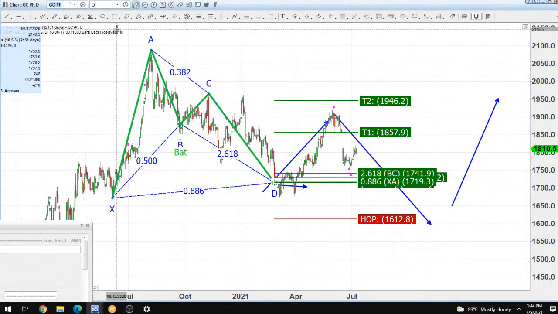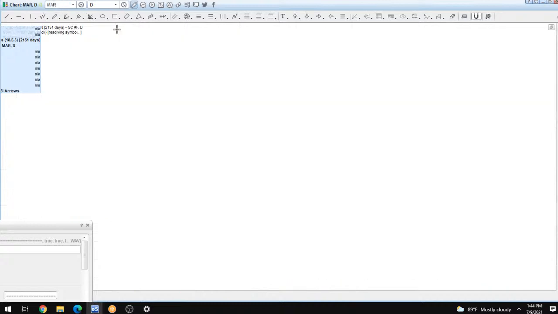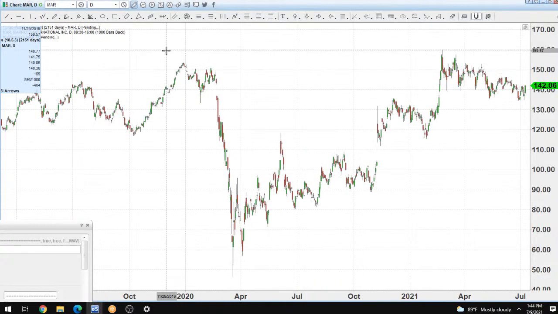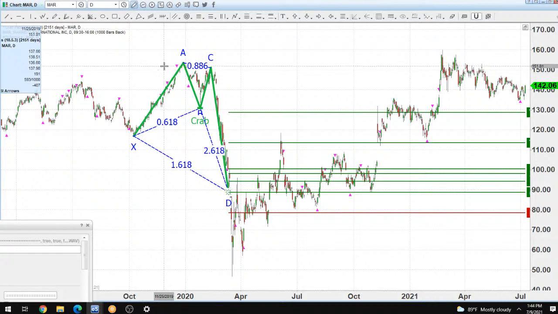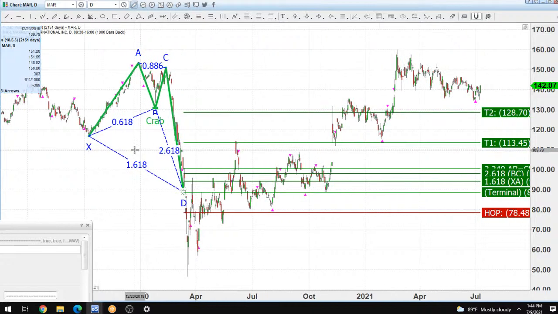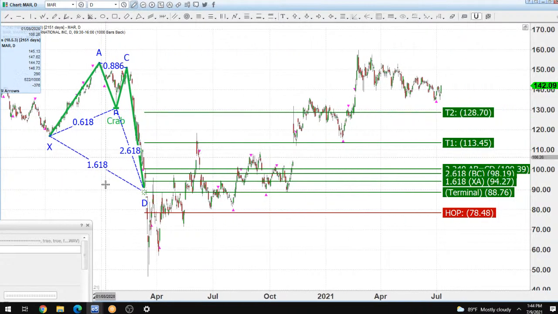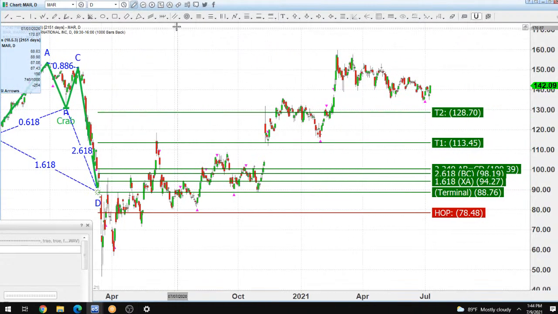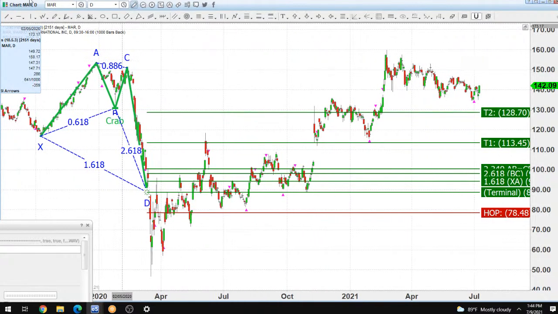Let's look at, say, oh, I don't know, let's look at Marriott. Where are they? Nice crab pattern. That's a 1-2. Look at that 1-2. It's really tough to see it. And again, if you're going to draw it by hand, you're not going to be able to catch it. But check out why this is where it is.